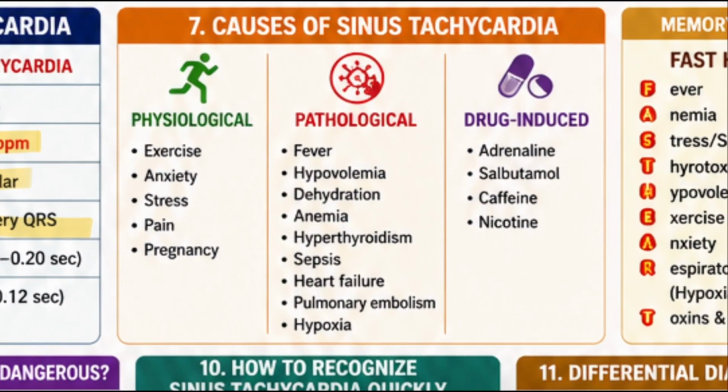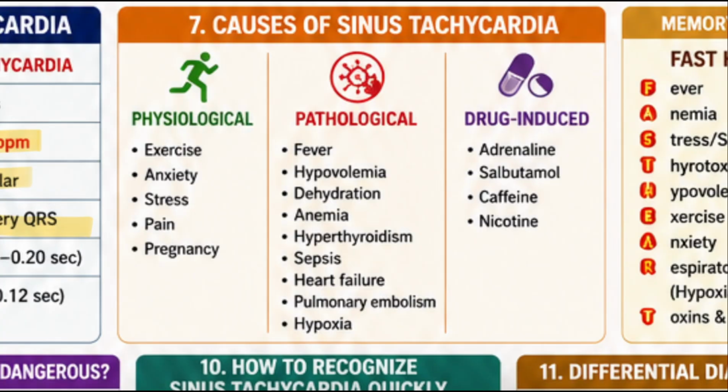Okay, so next you can see here what are the main causes. Sinus tachycardia is usually a physiological response. The common causes include exercise, anxiety, stress, pain, pregnancy. So these are the main physiological causes of sinus tachycardia.